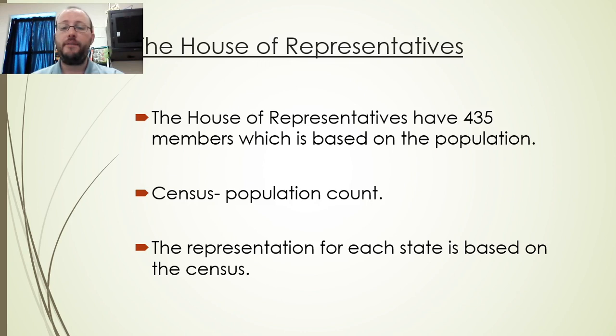The House of Representatives has 435 members, which is based on population. Remember that electoral map where California has 55 electoral votes because they have 53 members of the House of Representatives, or we only have 7 because they have a lot bigger population than we do. Census is a population count. We did the census last year, and the representation for each state is based on the census.